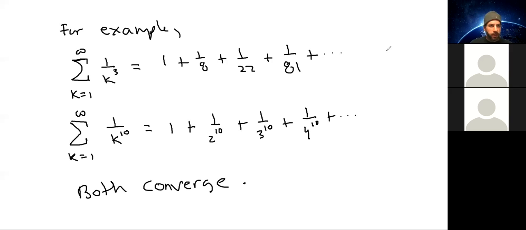So here, it's nice to know what your P is. Here, your P equals 3. That's clearly greater than 1. And here, your P equals 10, which is also greater than 1.